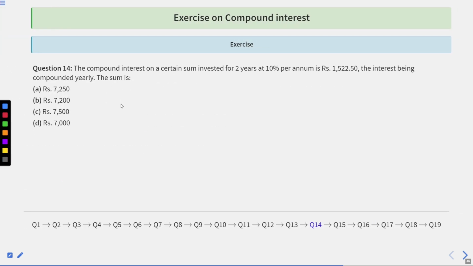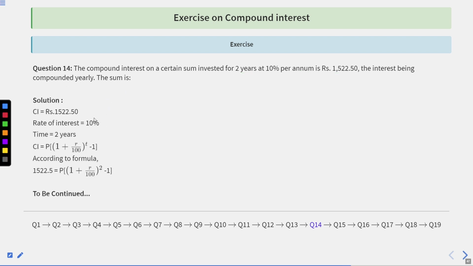Question number 14. The compound interest on a certain sum invested for 2 years at 10% per annum is 1,522.50 rupees. The interest being compounded yearly, the sum is. So the solution: compound interest is equal to 1,522.50 rupees, the rate of interest is 10%, and the time is 2 years.